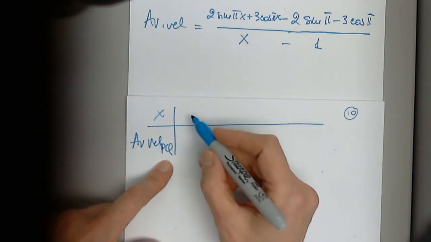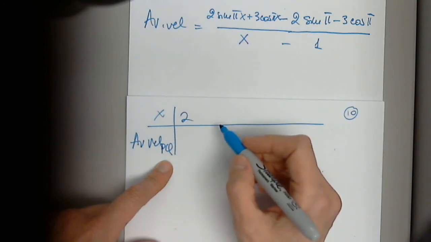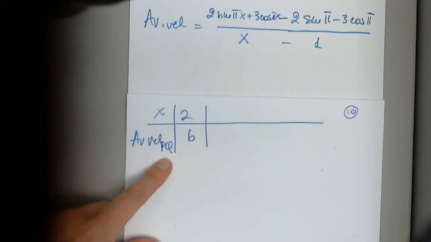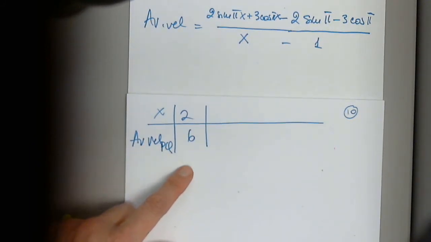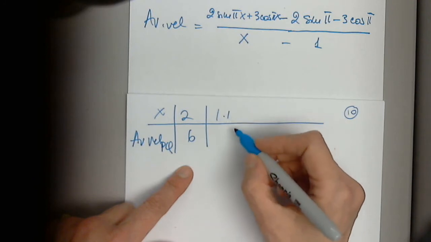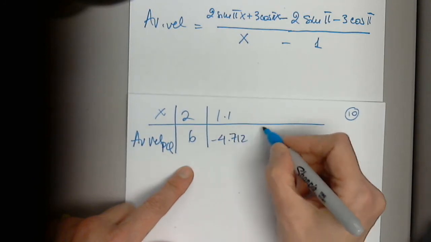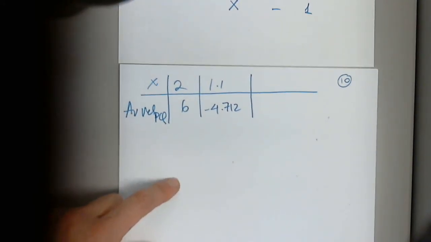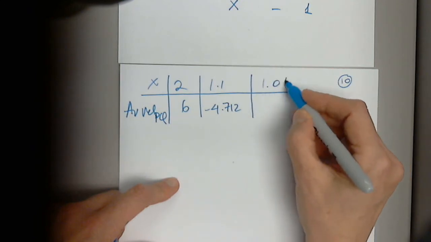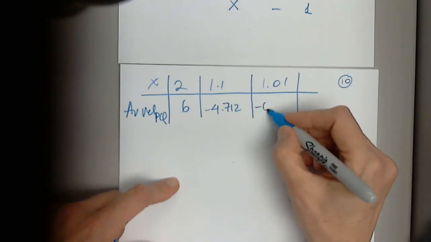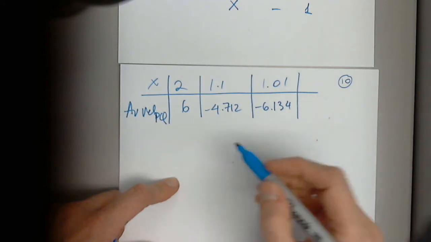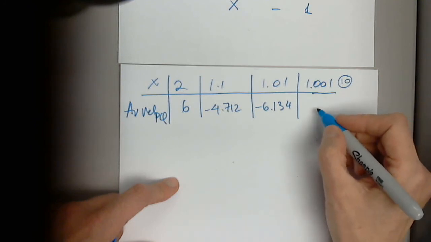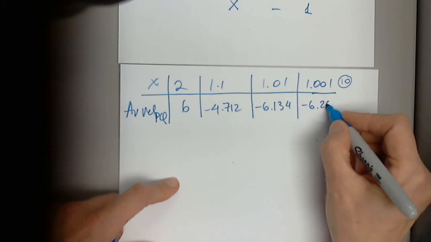So when x is 2, we got 6. Measurement unit. We're going to talk about the measurement unit in a minute. When x was 1.1, we got negative 4.712. It doesn't mean a negative speed. It just means that the particle is coming back. When we plug in 1.01, the average velocity was negative 6.134. When we plugged in 1.001, the average velocity was negative 6.268.